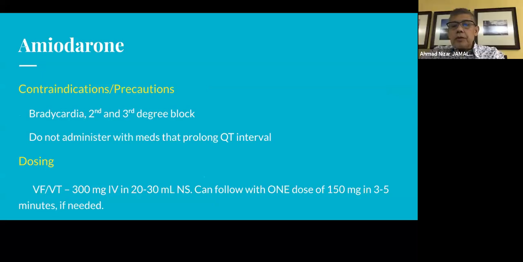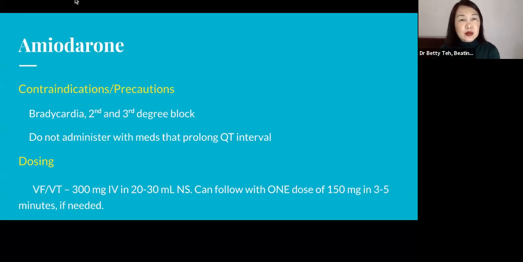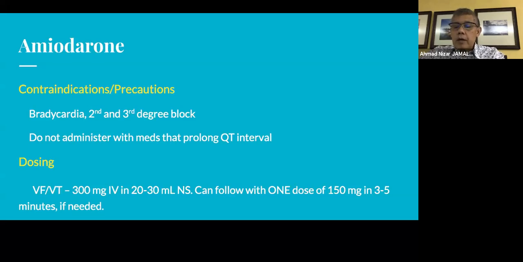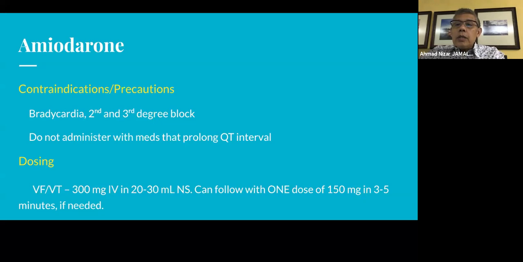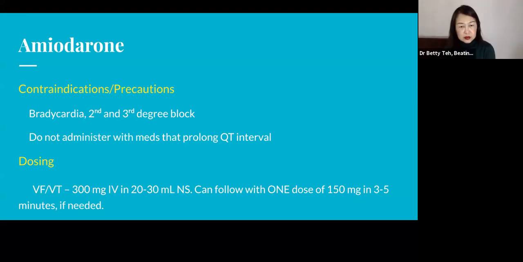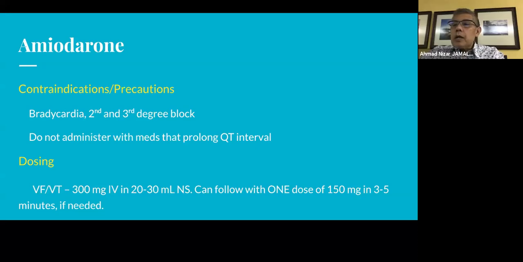Now, amiodarone's contraindications include severe bradycardia, second or third degree AV blocks, and you do not want to administer amiodarone with medications that prolong QT interval. And there are a number of drugs that can prolong QT interval. So be careful. The dose, if it's VF and VT, is 300 milligram IV in 20 to 30 mils of normal saline. And you can follow the first dose with 150 milligram every 3 to 5 minutes, if needed.